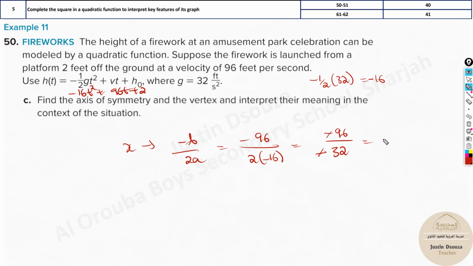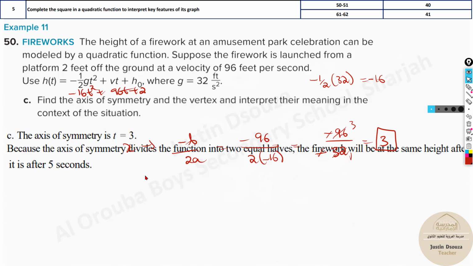32 times 3 will be 96. So 32 one time, 32 three times. Because why 3 over here? It's very simple. So the x value is 3. That's it. That is the axis of symmetry as well. So the axis of symmetry is at, since it's not x over here, it's about t, we say t equals 3. That's it.